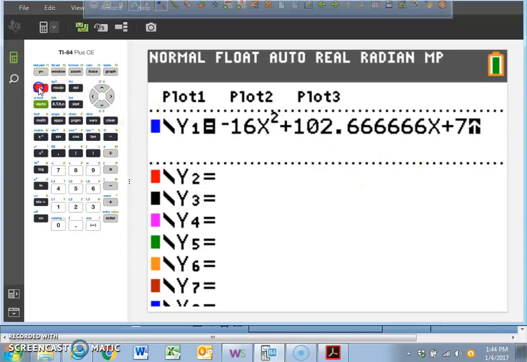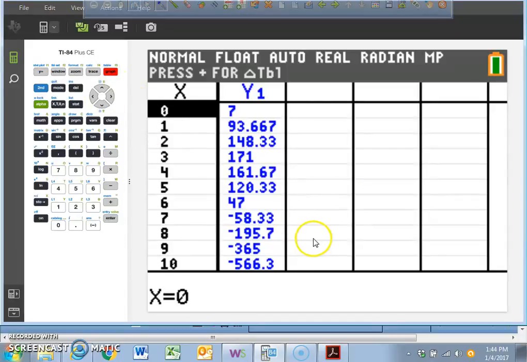Now, I want you to hit the second button and the graph button, and let's take a look at this table. You guys see right here, at 0 seconds, right now the ball is at 7 feet high. After 1 second, it goes up to close to 94 feet. 2 seconds, up here. What does it look like our maximum height is? 171, right? Because it starts to go down after that. But actually, that's not going to end up being our exact answer.